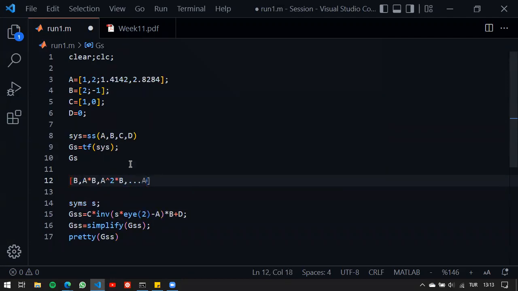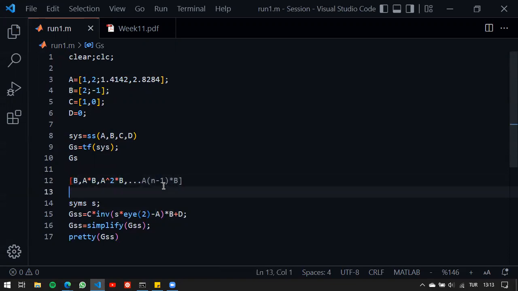So a to the power of n minus 1 times b. That's basically the formula that we are looking at. Because we have b here, we have n minus 1 here. So one of the columns is already b, but how many more columns there are is basically decided by n minus 1.